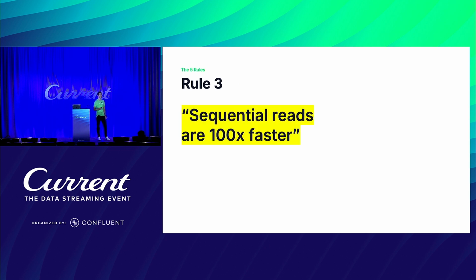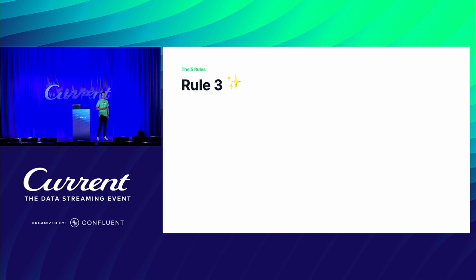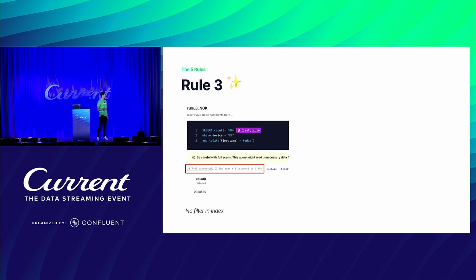Rule number 3, sequential reads are 100 times faster. So it's not only important to filter on indexed fields, but to define your indexes correctly based on the queries that you're going to run. So here's an example where, just like in the previous one, we're filtering on device and we're also filtering on timestamp in this query. And neither of those fields are in the index. So we're scanning even more data now, almost 24 gigs, and of course, the 1.1 billion rows. And this query is taking close to 5 seconds to run.